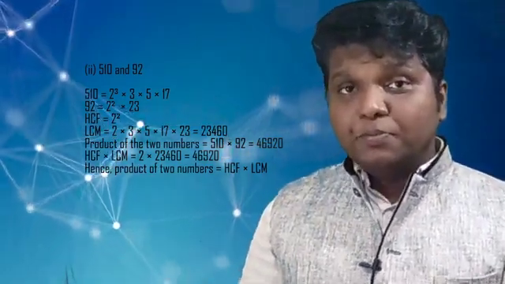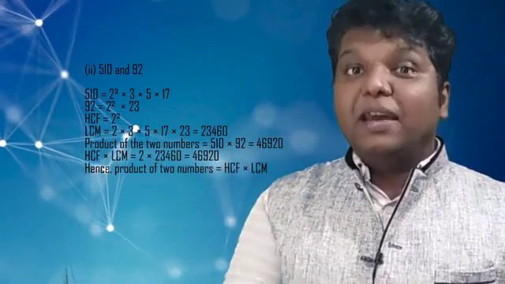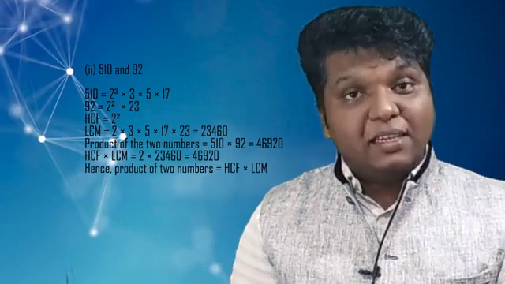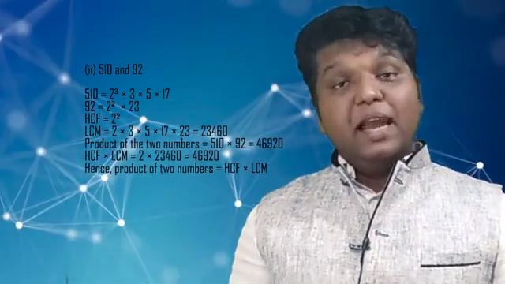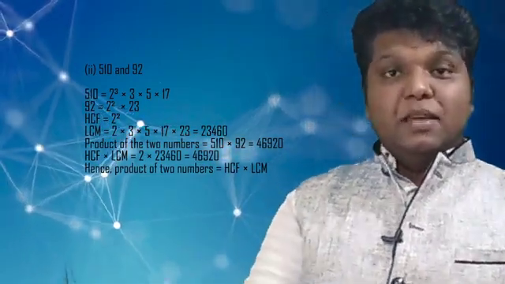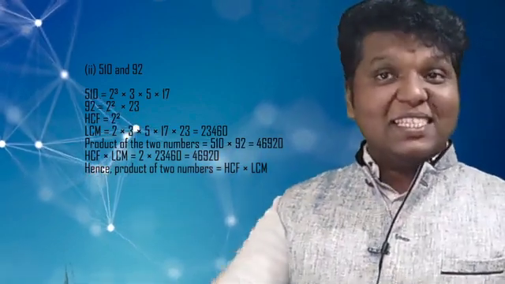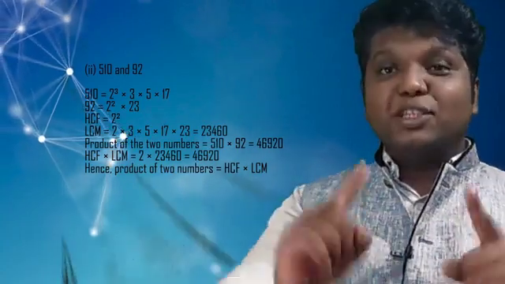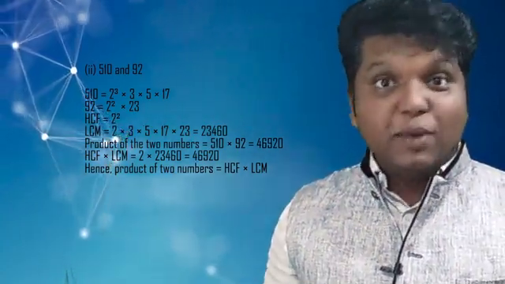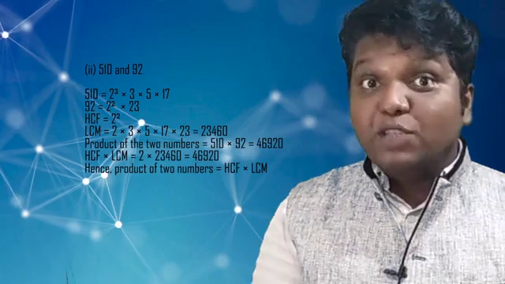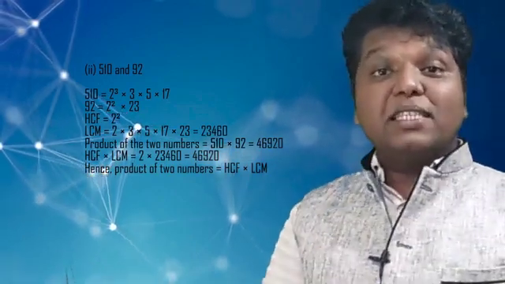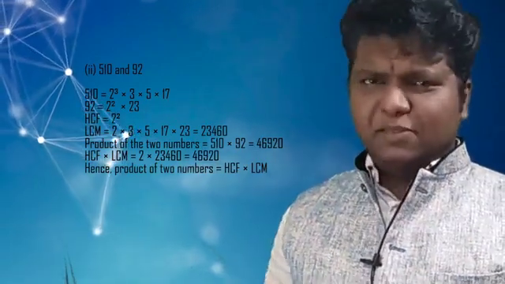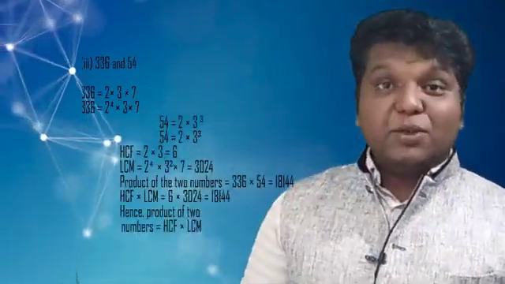Now what should we do? We have to take the product of the numbers also. What are those numbers? 510 and 92. Let's find the product of 510 and 92. Now you got it. How much is it? It's also exactly 46,920. That means it's verified. It's verified that LCM into HCF is equal to the product of the numbers. You got both of them the same. Hence verified. That's all. Let's go to the next question.